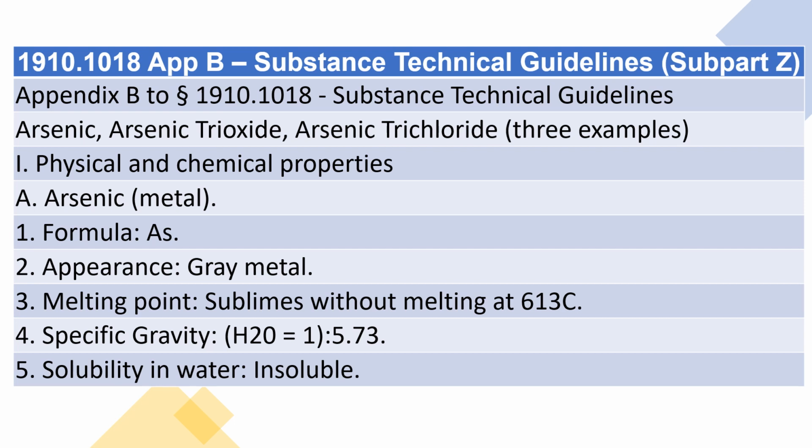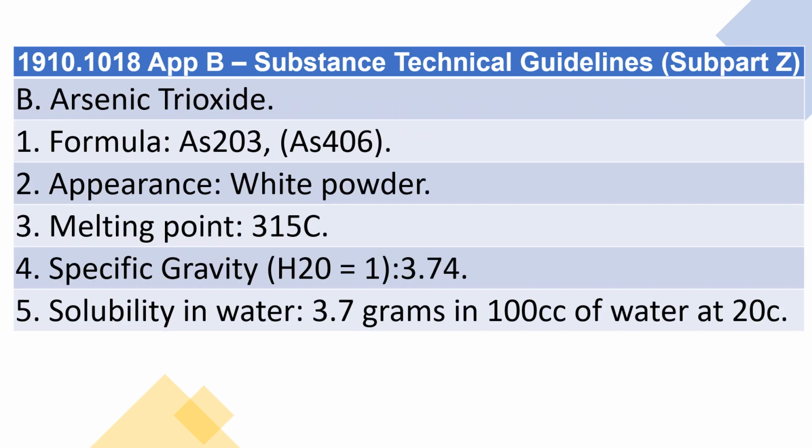A. Arsenic, metal. 1. Formula, As. 2. Appearance, gray metal. 3. Melting point, sublimes without melting at 613 C. 4. Specific gravity, H2O equals 15.73. 5. Solubility in water, insoluble. B. Arsenic trioxide. 1. Formula, As2O3, As4O6.